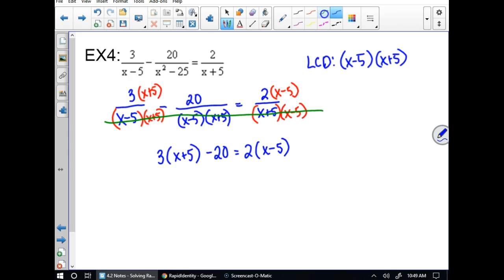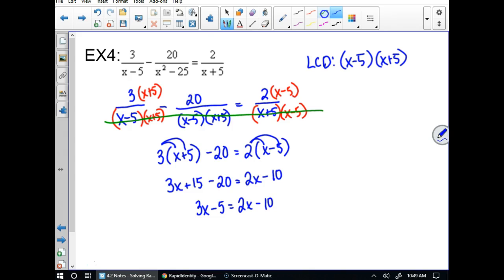Let's see. Roxana, what do you think we should do next? Okay. Let's distribute that 3, and while we're at it, we'll go ahead and distribute that 2 over there. So 3x plus 15 minus 20 equals 2x minus 10. Is this going to be a quadratic? This one's not a quadratic. It's just a regular old equation. So if we combine that 15 and the negative 20, we get 3x minus 5 equals 2x minus 10.